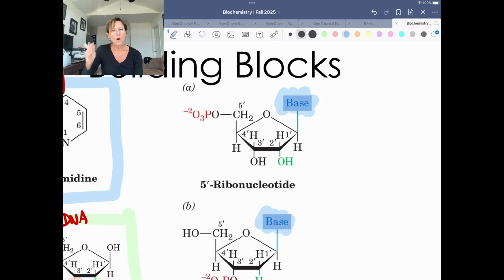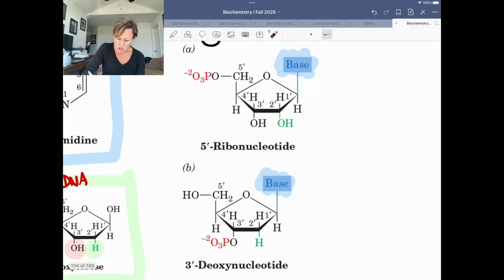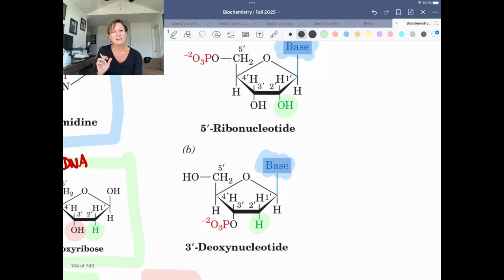So there's our bases. All that I need you to know is where the base attaches. I don't need you to know the structure of the bases, but the bases are going to attach at the 1' position of these sugars. Again, the sugar is going to be different depending on whether we have a hydroxyl group in the ribose sugar or a hydrogen if it's in the deoxyribose.